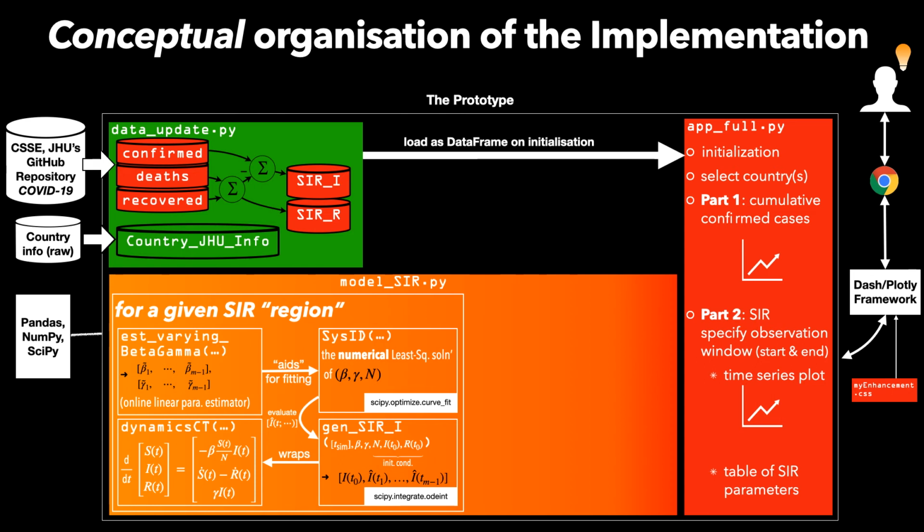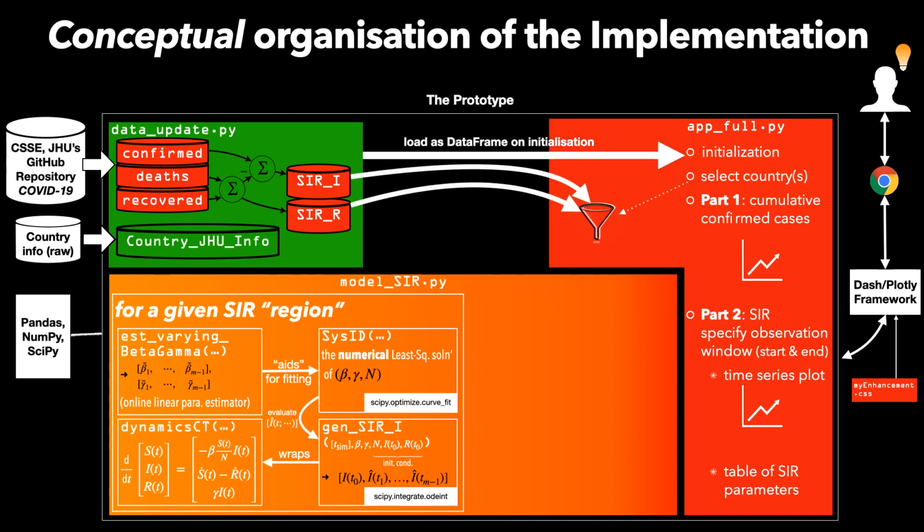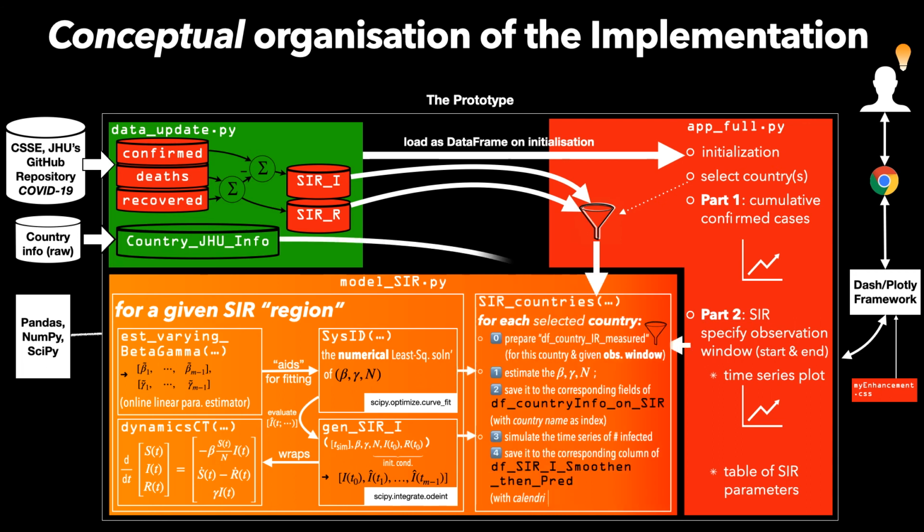All these functions are self-contained, highly modular and reusable, and building on top of that is the function SIR_countries, which provides the ideal granularity for the dashboard application. And the two data frame outputs, data frame country_info_on_SIR and data frame SIR_removed_and_predict, correspond exactly to the GUI widgets in part 2.